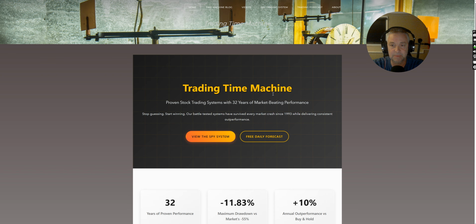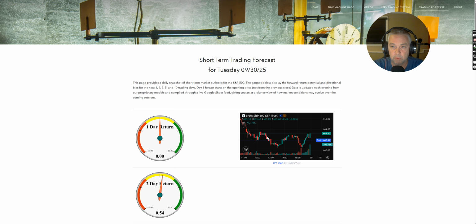tradingtimemachine.com. This goes back to the concept of we're doing a lot of back testing, so we're using back data. We're going back in time. We go into the time machine, and from that we can extrapolate some forecasts. And that's what this is, this trading forecast. So you can hit it from the homepage for now. There's your free daily forecast.